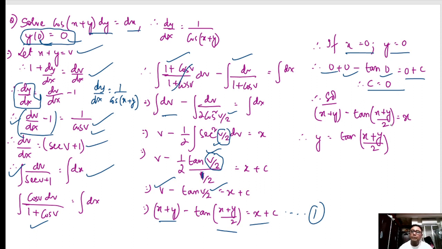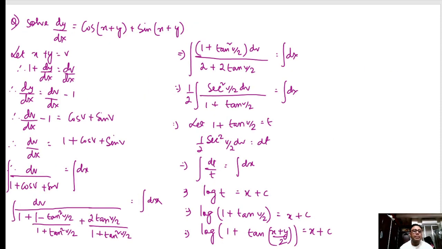That means now replace the value of c. This value of c is actually 0. So the actual equation becomes this. From here x and x cancel. So y equal to tan of x plus y by 2. This is the solution of the differential equation.